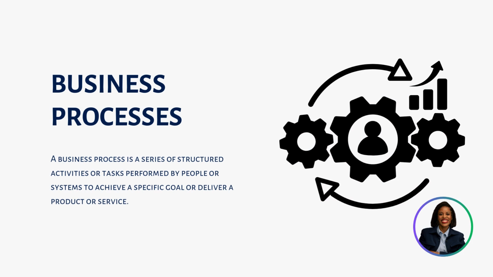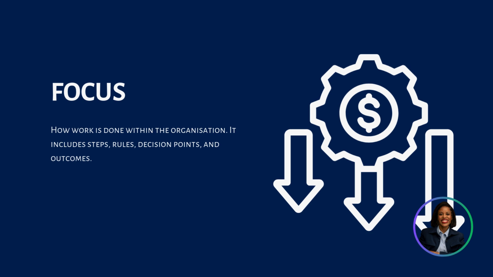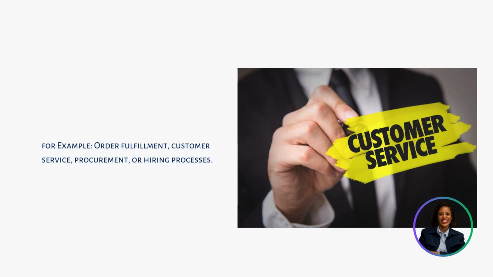Now, when you think of business processes, remember this is the series of structured activities or tasks performed by people or systems to achieve a specific goal or deliver a product or service. The focus in business processes is work is done within the organization. It includes steps, rules, decision points, and outcomes. For example, order fulfillment, customer service, procurement, or hiring process.